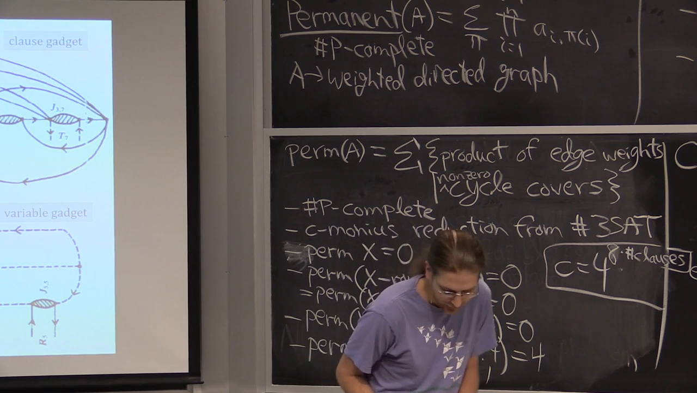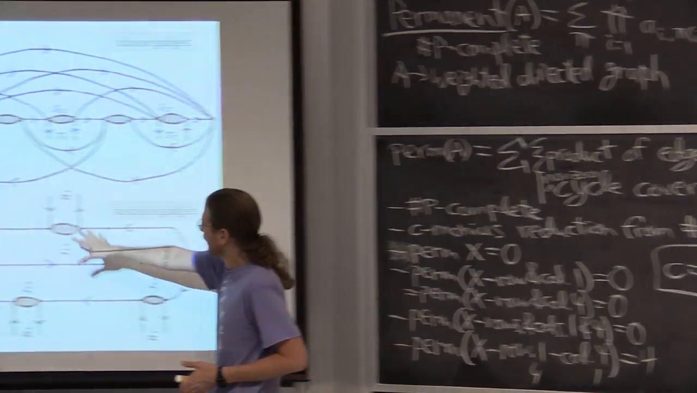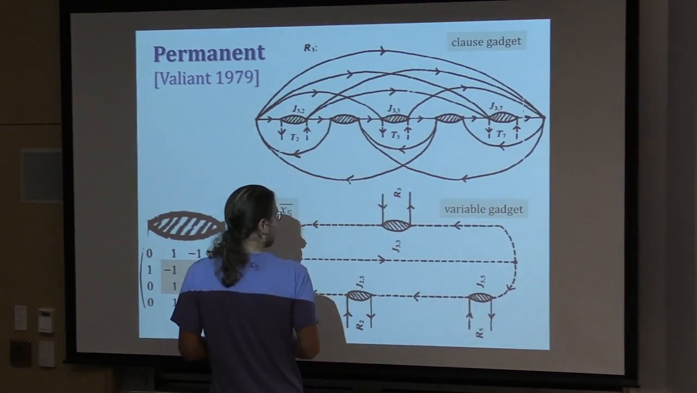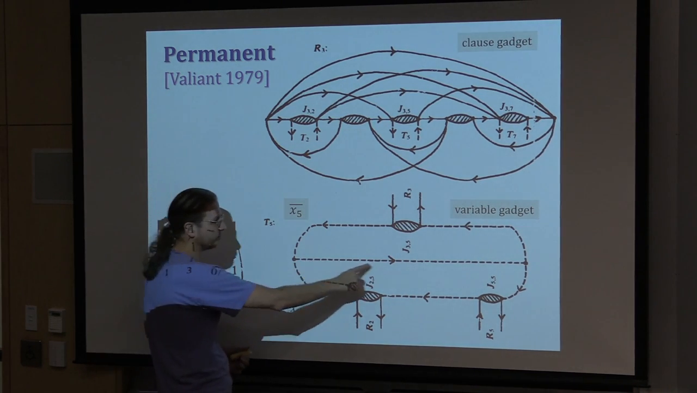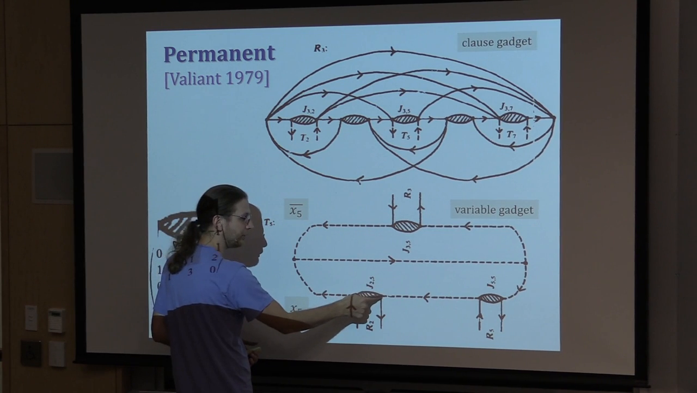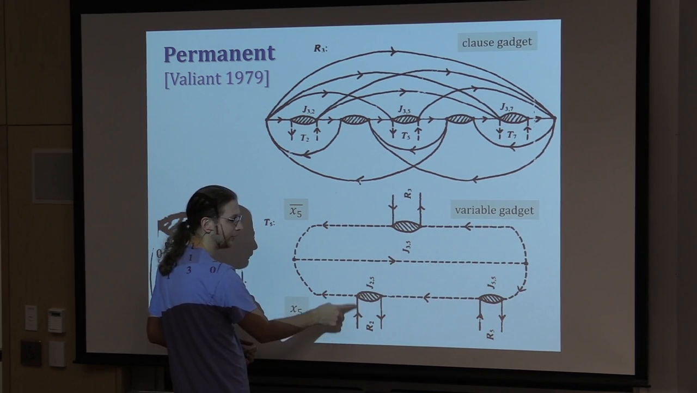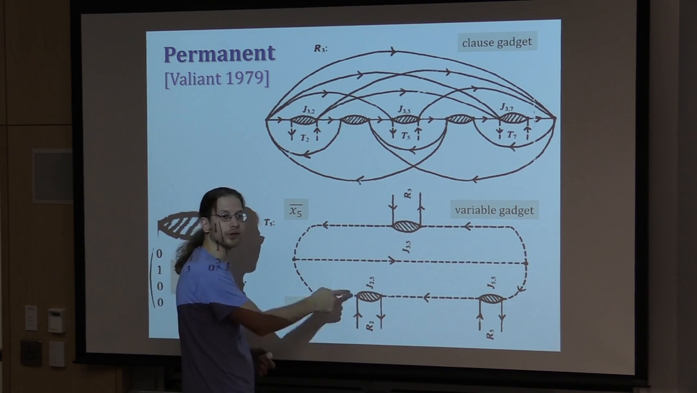All right. So now that you understand what this is, you can see how information is communicated. Because if the variable, say, chooses the true setting, it must visit these edges. And once it touches here, it has to leave here. And this is an edge going the wrong way. So you can't try to traverse from here.